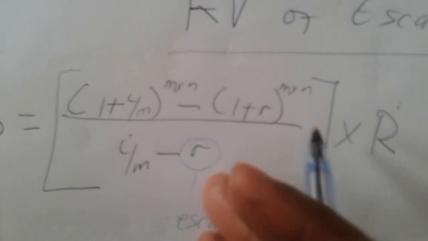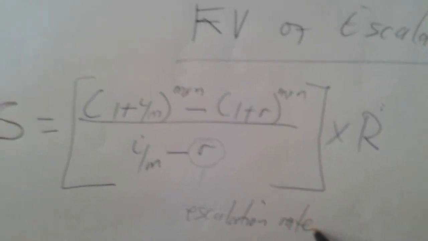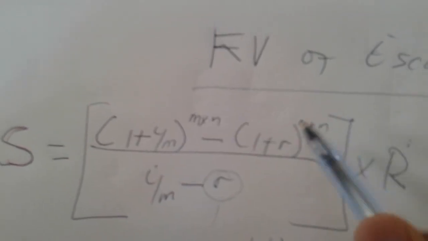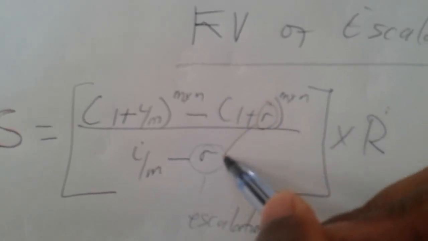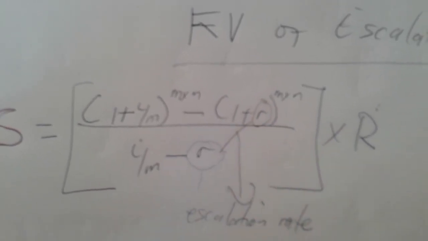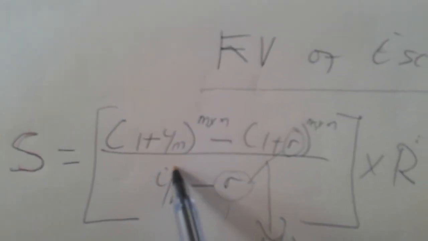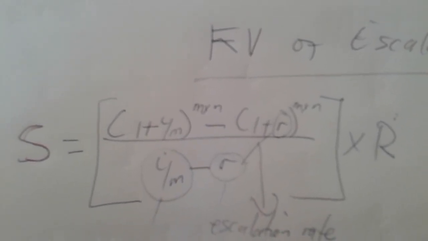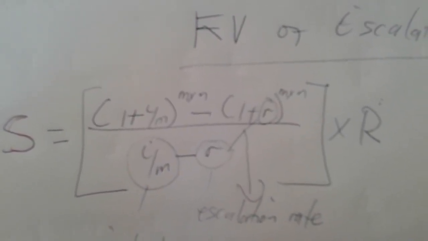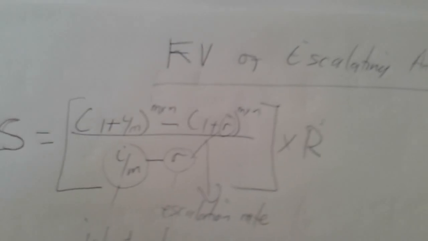We could have used J again, it's just the same. It's the escalation rate, and is the same. So this R and also this R, they are both escalation rates. And remember, our I over M is our interest rate, as I've explained in the previous one. So that's the interest rate there.